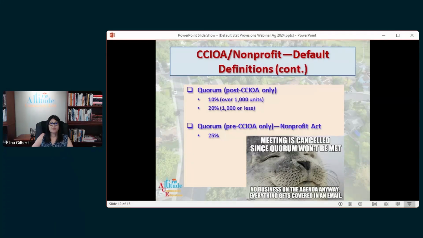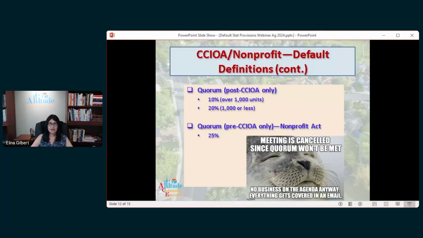All right. Now we're on to definitions. Oh, we're still on definitions. Sorry. So these next two definitions are actually, the top one's CCIOA, the bottom one's Nonprofit Act. Depending on when your association was created, that's what's going to determine which one you look at. So obviously for your post-CCIOA communities, you're looking at the top requirement, which basically says if your documents are completely silent as to what quorum is, and you have 1,000 or fewer units, which is most of our associations, it is 20%. If you have over 1,000 units, it is 10%.